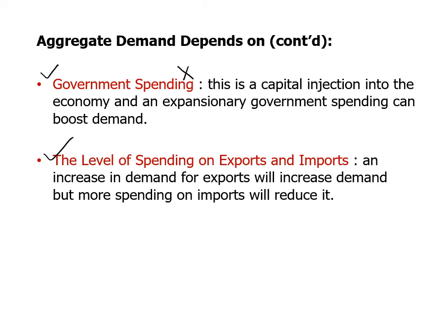How about the level of spending on exports and imports? An increase in demand for exports will increase demand. So if people from around the world want more of what we export, of course that will increase demand, but more spending on imports will reduce it. So what's happening is we spend more importing from abroad, we're going to reduce demand in our own economy.